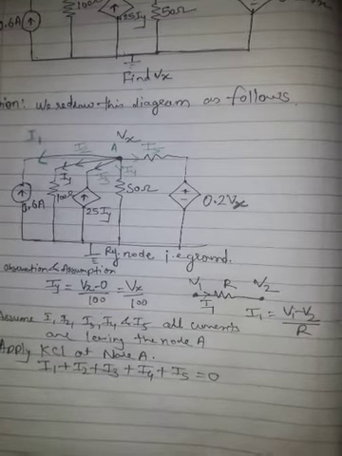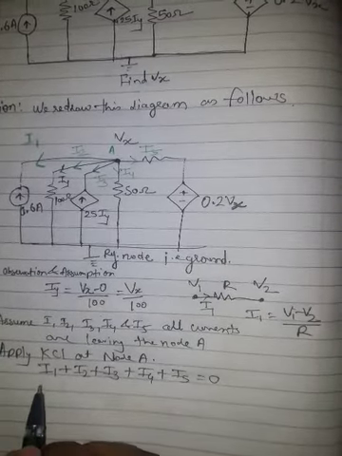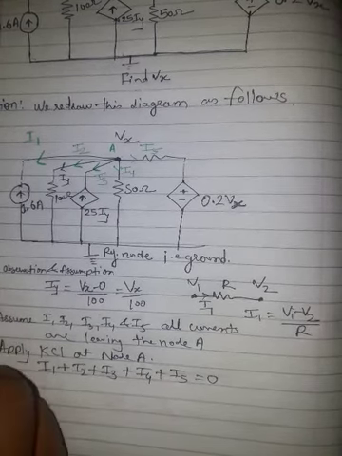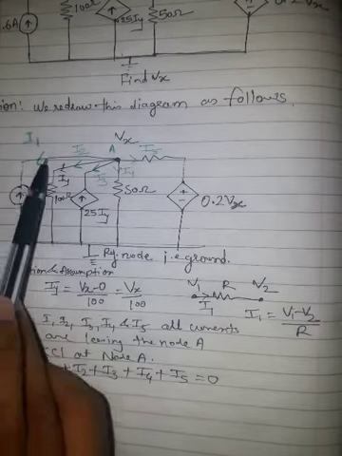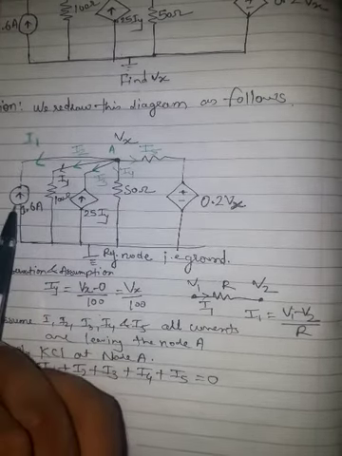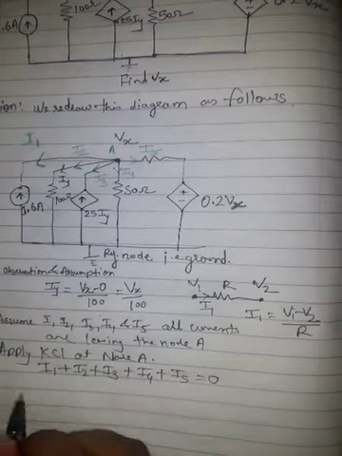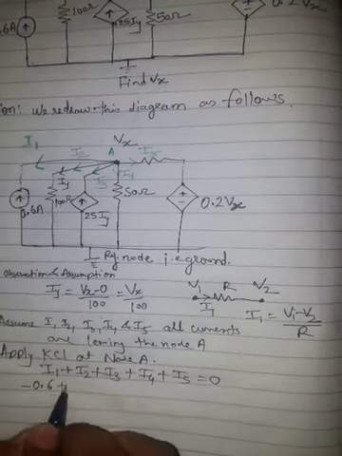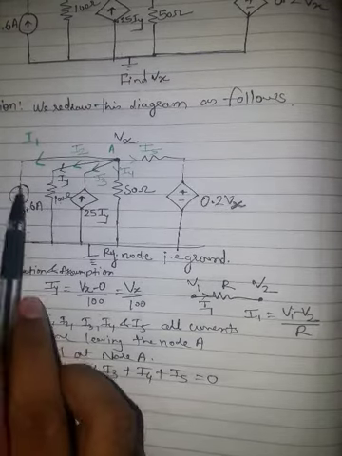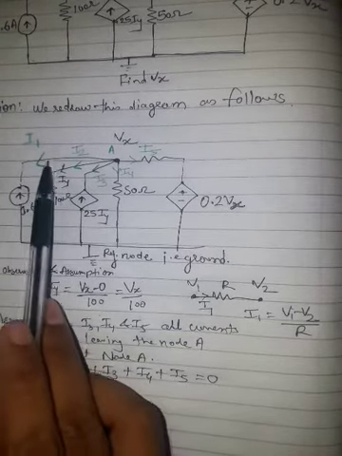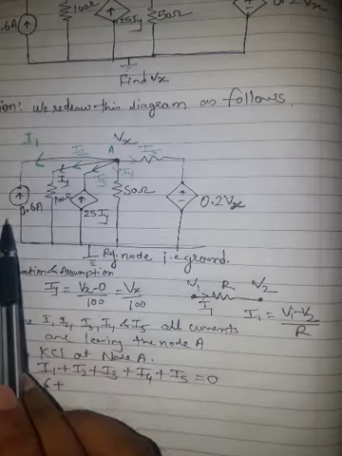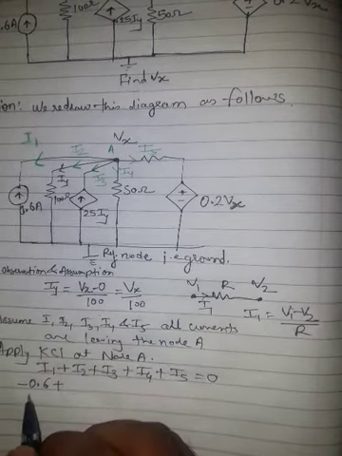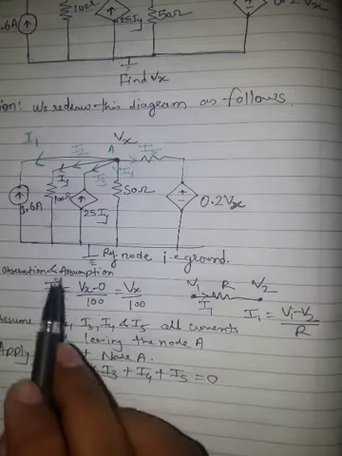Now we have to write the equations for these currents. Now you can see what is the value of I1. I1 is just opposite of this 0.6 ampere. So I can write minus 0.6 for I1 because it is in opposite direction. The assumed direction of I1 and the actual direction of 0.6 ampere is opposite. That's why I have written minus 0.6.